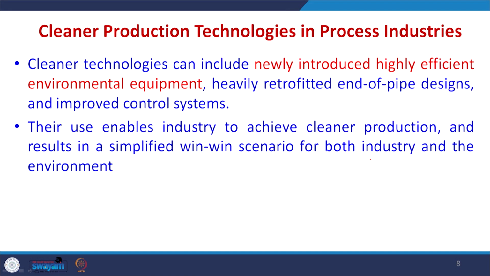Now, cleaner production technology in the process industries, because process industries generate a lot of different types of pollutants. If we can apply them in the process industries, it will reduce a lot of the wastewater which is generated. So, the cleaner technologies include newly introduced highly efficient environmental equipment, heavily retrofitted end-of-pipe designs and improved control systems. All these three strategies are used in the process industries for better cleaner production. Their usage enables industry to achieve cleaner production and results in a simplified win-win scenario for both industry and environment.